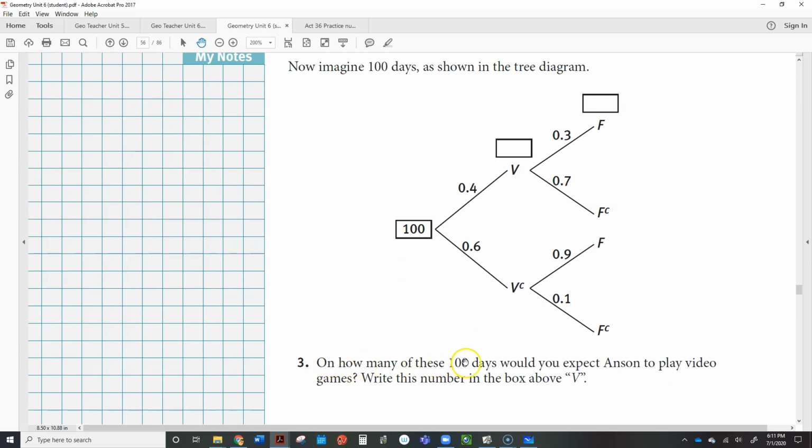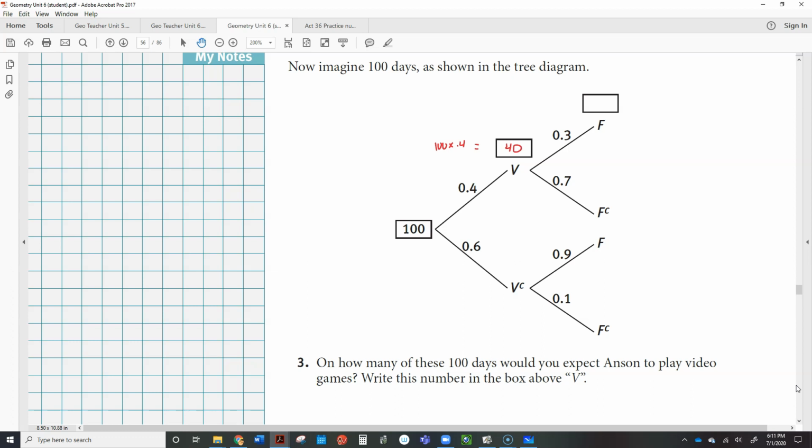on how many of those 100 days would you expect Anson to play video games? Well, the probability that he will play video games is 0.4. So what I'm asking is, what is 0.4 of 100? How do you find that out? You take 100 and you multiply it times 0.4. And the answer is 40.